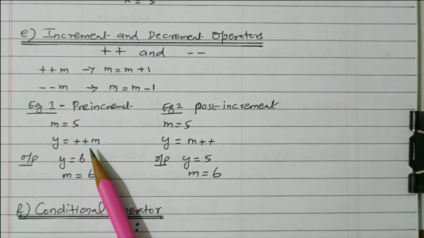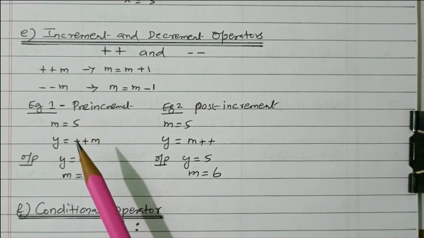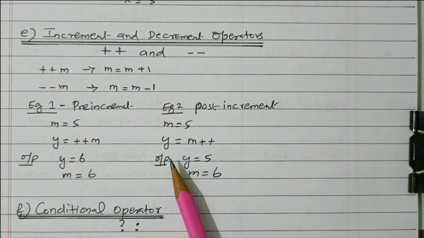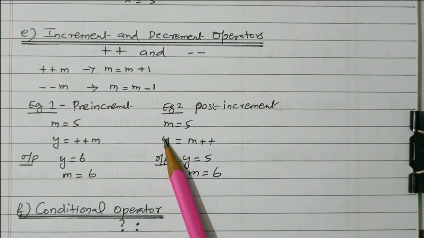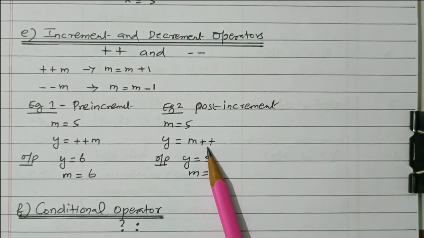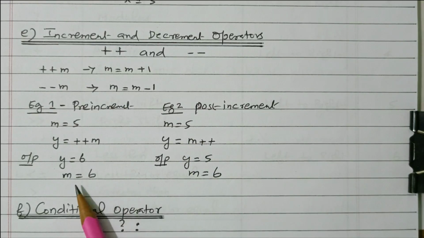First incremented, then the incremented value is stored in the variable y. That's called pre-increment. Post-increment, same value, take m equal to 5, y equal to m plus plus, right? It is a post-increment. So m will be stored in the variable y. What is the value of m? 5. So 5 will be stored in y. After storing, m becomes incremented. So 5 plus 1, 6, right? So in both the cases, m equal to 6 only.